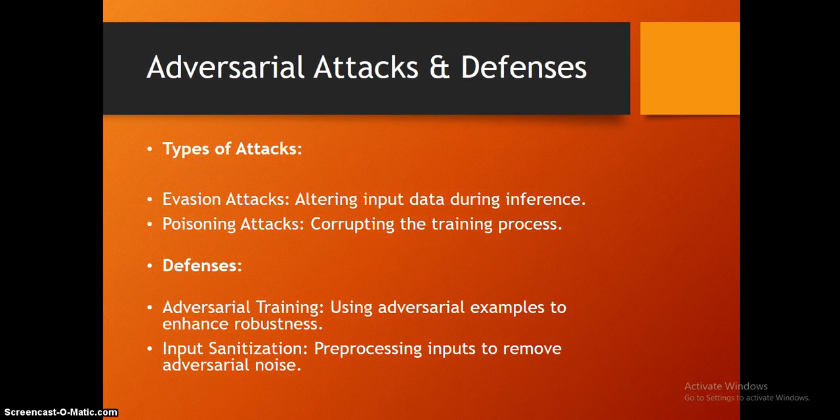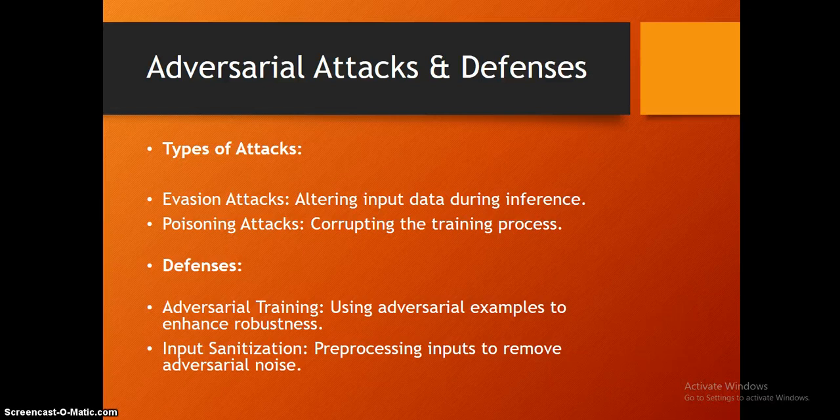Adversarial attacks and defenses. We have evasion attacks. These happen when input data is modified during inference to fool the model, like changing pixels in an image. Poisoning attacks. Here, attackers inject harmful data during the model's training phase to corrupt its learning process.